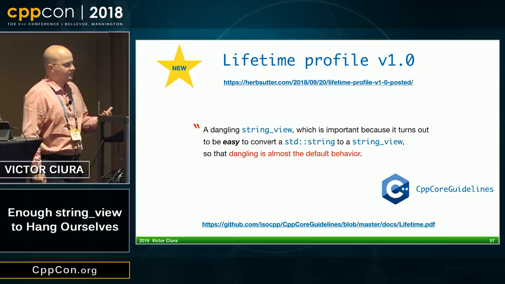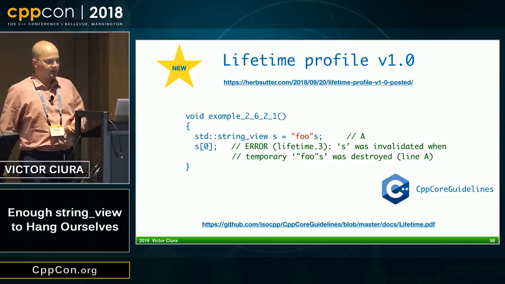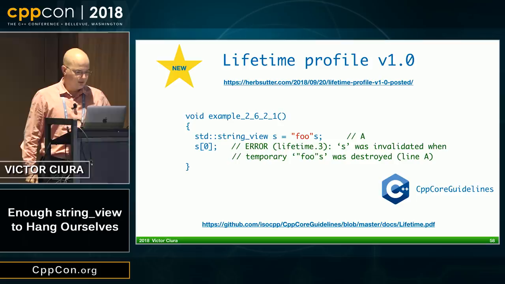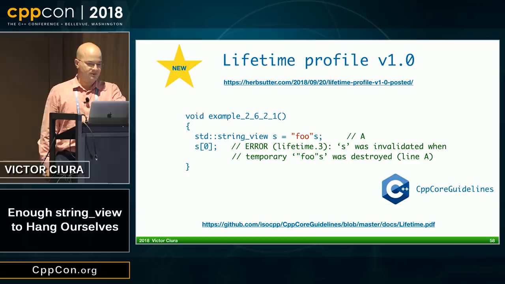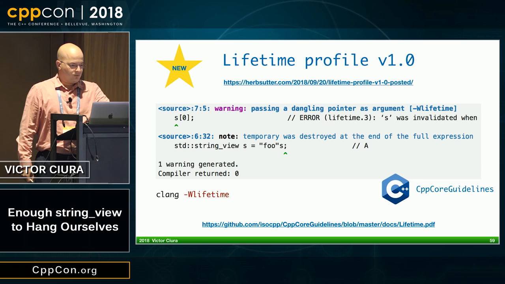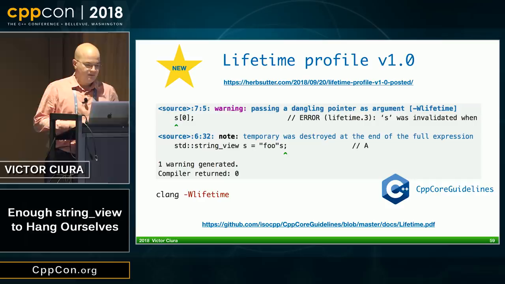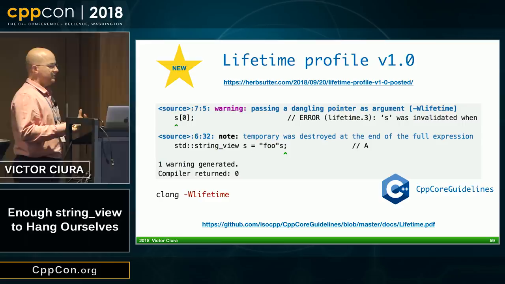basically undefined behavior. And this is going to be a part of the C++ Core Guidelines, and checks will help with this. So if we examine the very sample that Herb mentions in this article, if we have a string view initialized with a string view literal, and we try to get the first character out of that string view, we immediately have an error because the actual string was destroyed on line A. And if we run a compiler which does support this checker, we get a warning, for example with clang -Wlifetime. You get a warning about passing a dangling pointer as argument in line s[0]. So very helpful warning, pinpoints the exact problem. Again, it's a very contrived example. In real situations, scenarios are not that simple.